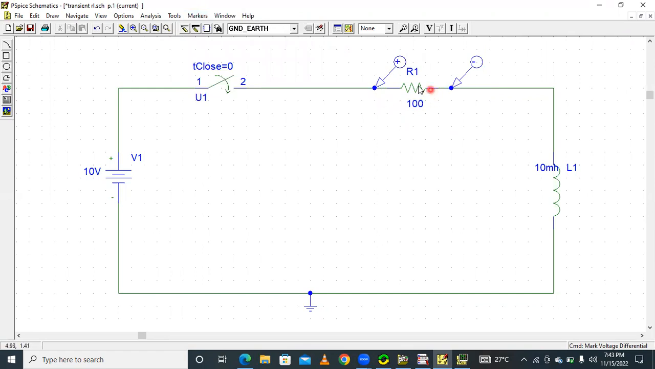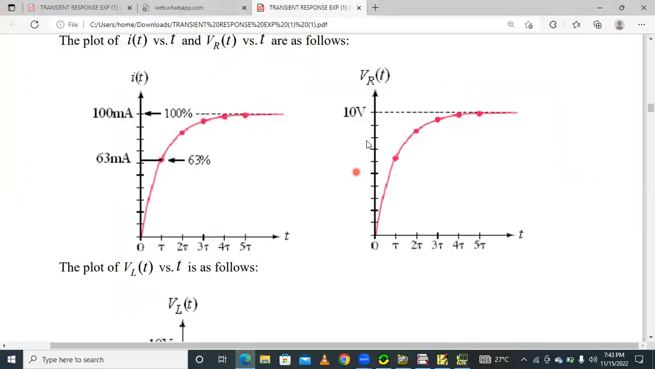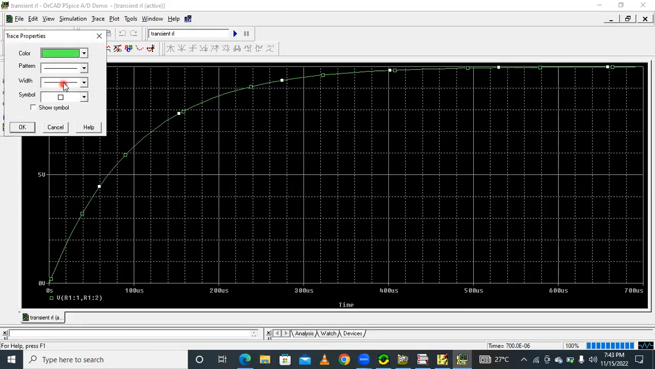Then run the simulation, and the exponential increases up to 10 volts. The voltage across the resistor is 10 volts now. Here 10 volts, and in the same way the voltage across the resistor is 10 volts.